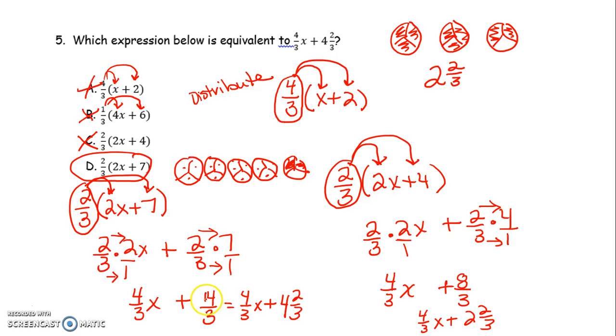3 goes into 14 4 times. That gets us to 12/3, and then there's 2 more thirds left over. Wowza. Wowza on that one. All right. Hopefully that helps.